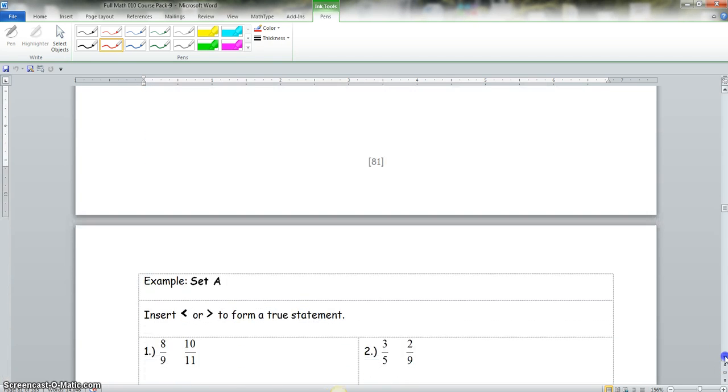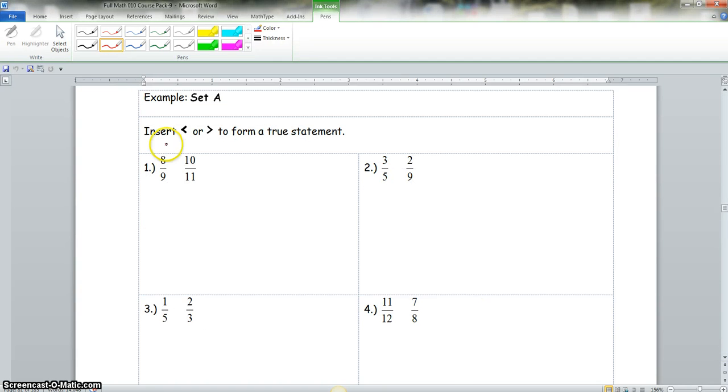Okay, now we scroll down here. It says insert less than or greater than to form a true statement. So first thing we need to do is find our common denominators. We have 9, we have 11. 9 breaks down to prime factorization of 3 times 3, and we bring down our 11. So now we would take 3 times 3 times 11. 3 times 3 is 9 times 11 gives us 99. So our common denominator here is 99.